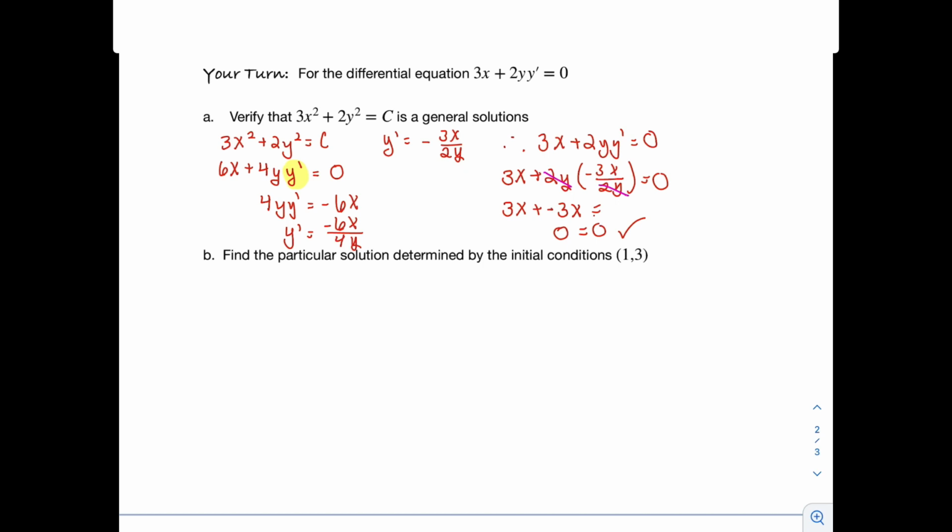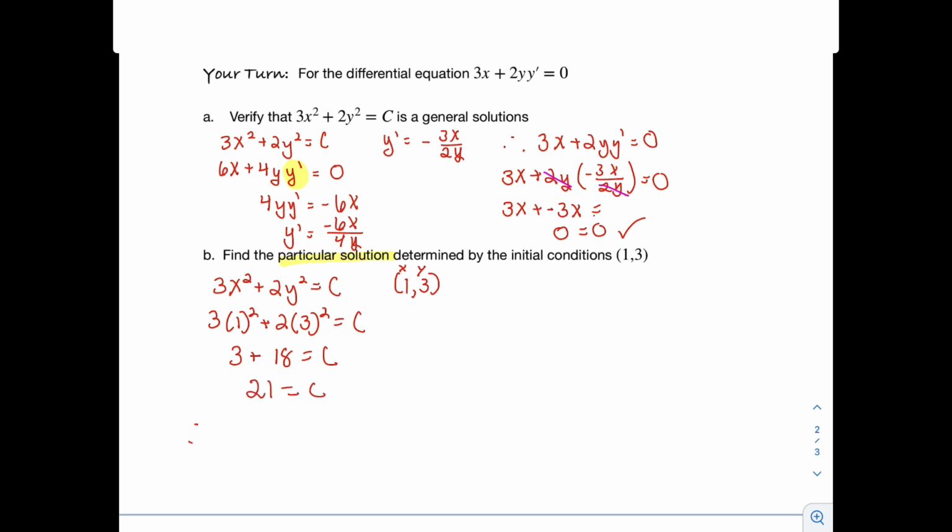Now I'm going to take that general solution, 3x squared plus 2y squared equals c, and I'm going to find the particular solution given the initial condition. So that initial condition this time tells me that my x is 1 and my y is 3. So I'm going to go back to my general solution. Replace the x with 1 and the y with 3 and solve for c. And I get that c is equal to 21.